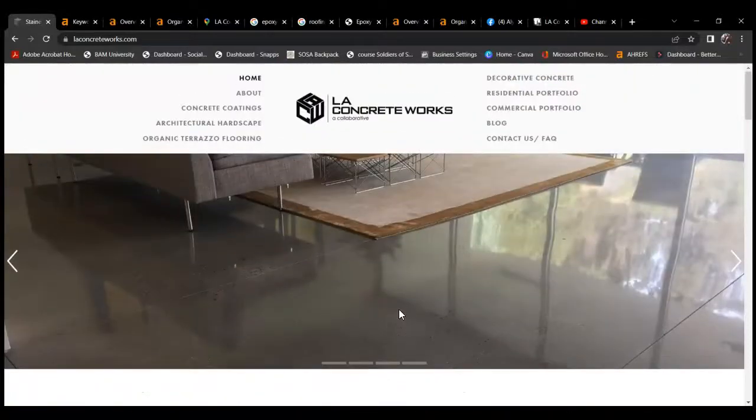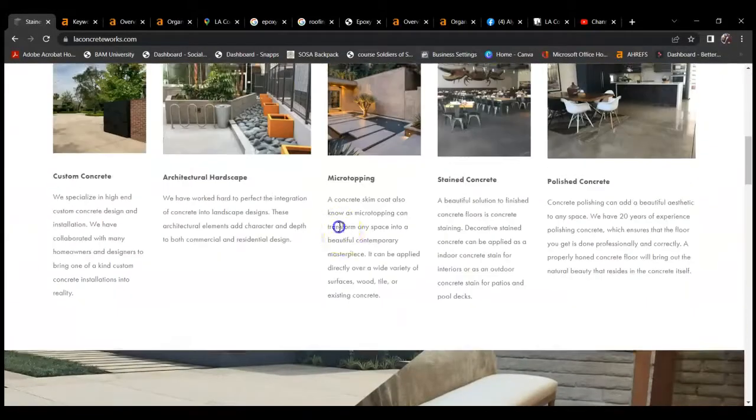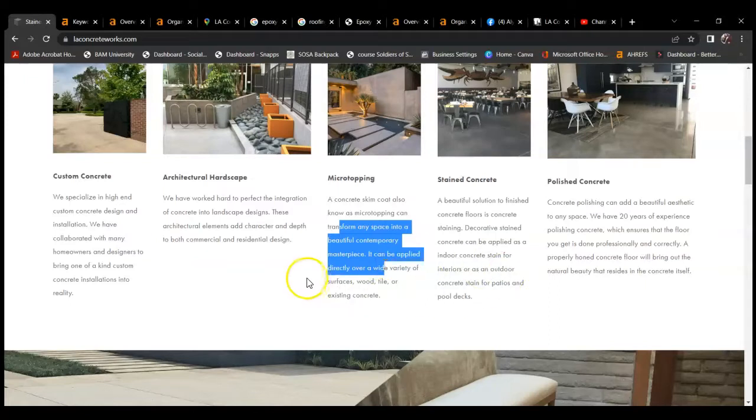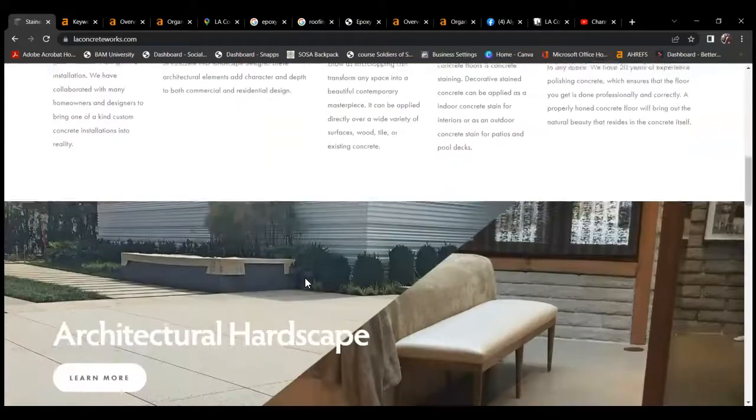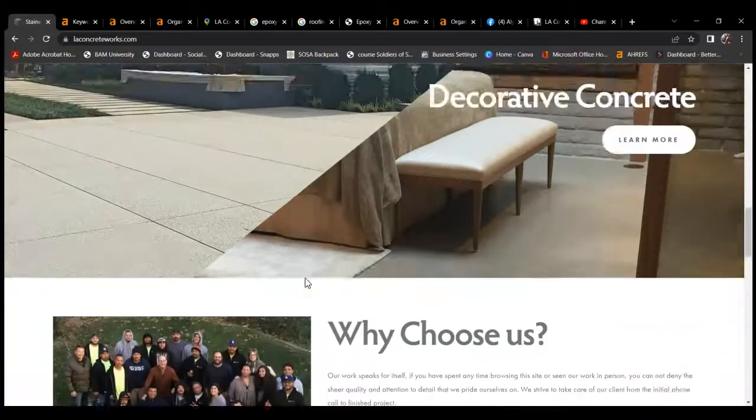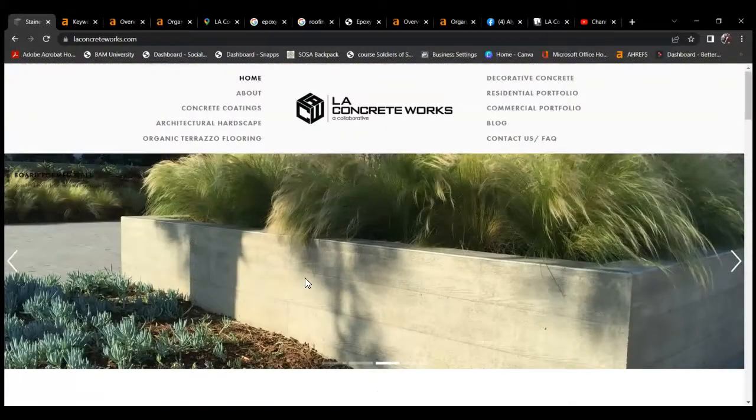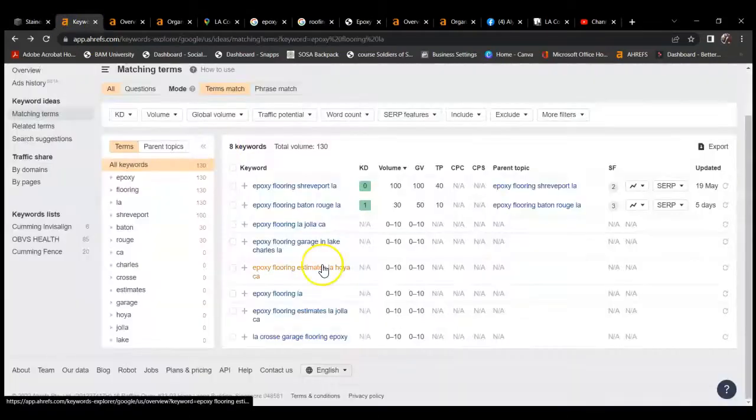There wasn't a whole lot of content, and content is literally anything I can highlight, whether it be text or pictures. In this case, I'd be talking about the text because your pictures are fantastic. But the reason why you want a lot of content is so you can rank for a lot of different keywords. Keywords, for example, epoxy flooring LA.